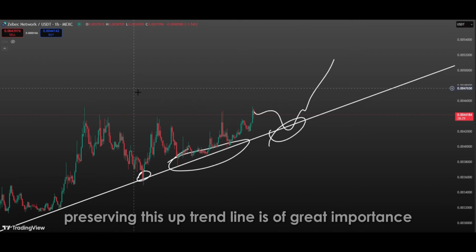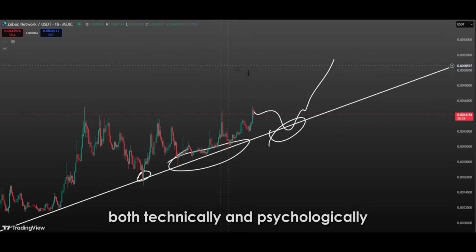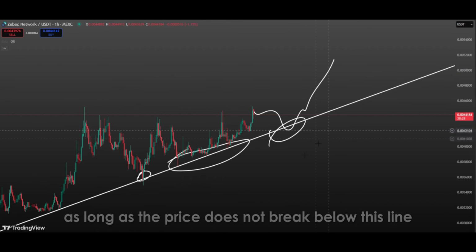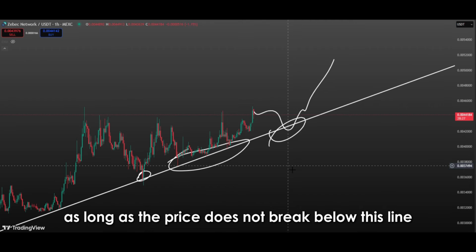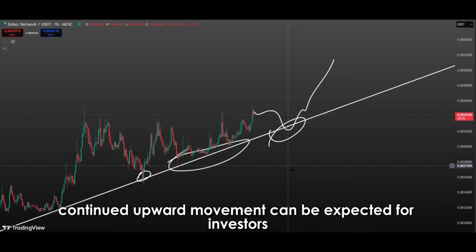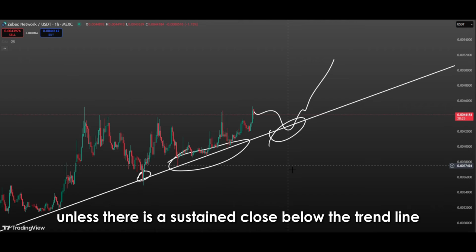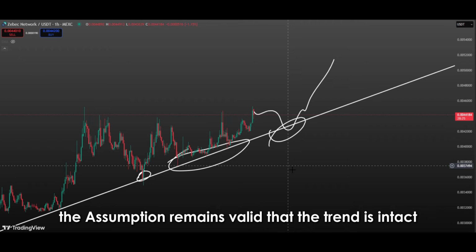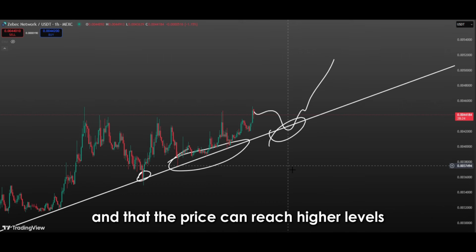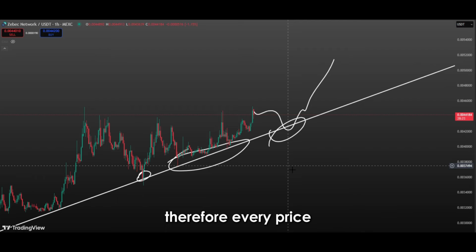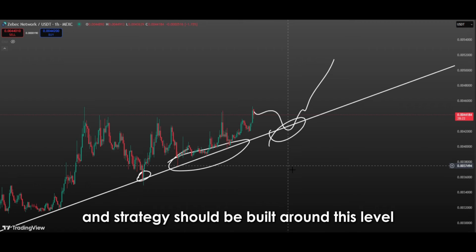In conclusion, preserving this uptrend line is of great importance both technically and psychologically. As long as the price does not break below this line, continued upward movement can be expected. For investors, unless there is a sustained close below the trend line, the assumption remains valid that the trend is intact and that the price can reach higher levels. Therefore, every price move approaching this trend line should be closely monitored, and strategy should be built around this level.